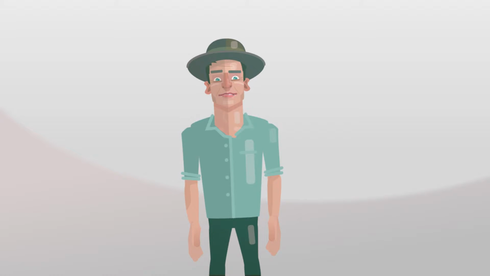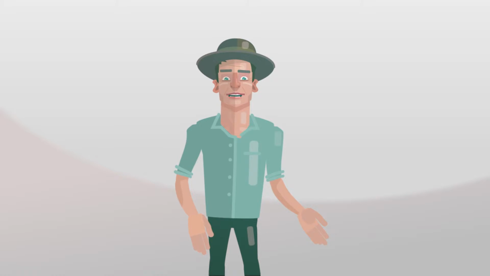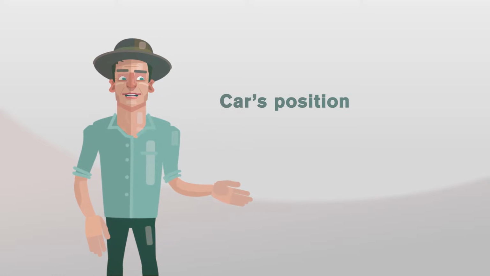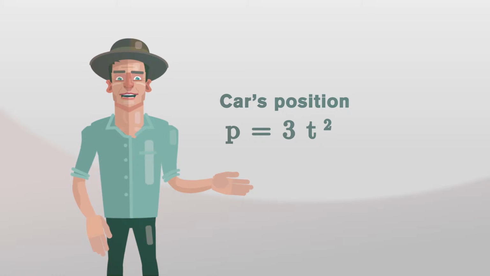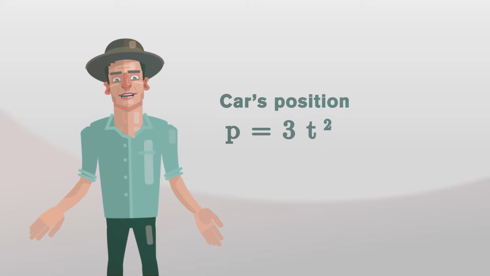This video builds on a previous video and looks at how to differentiate a polynomial. Let's say a car's position p is given by 3t squared. How do we calculate the speed?